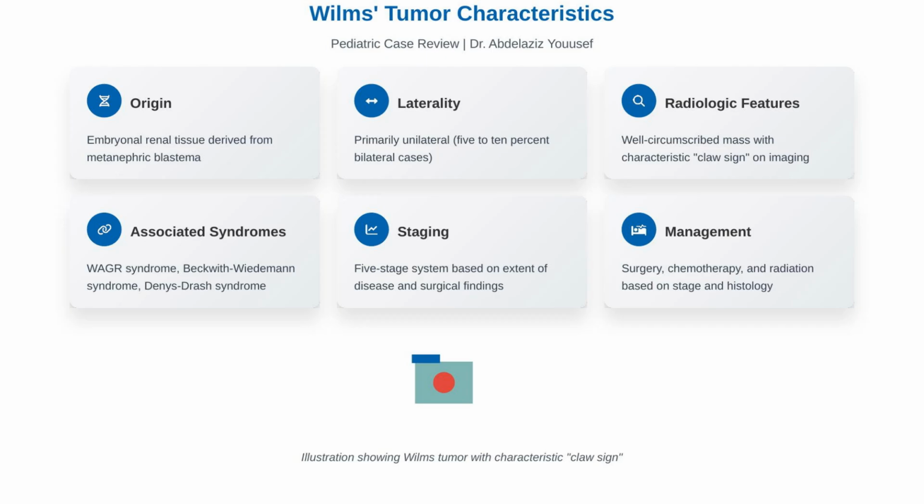It typically presents as a unilateral mass, with only 5 to 10% of cases being bilateral. On imaging, it appears as a well-circumscribed mass with the characteristic claw sign, demonstrating that it arises from the kidney. Important associated syndromes include WAGR syndrome and Beckwith-Wiedemann syndrome. The staging system ranges from stage 1, affecting only the kidney, to stage 5, affecting both kidneys. Management involves a multimodal approach with surgery, chemotherapy, and radiation therapy tailored to the stage and histology of the tumor.